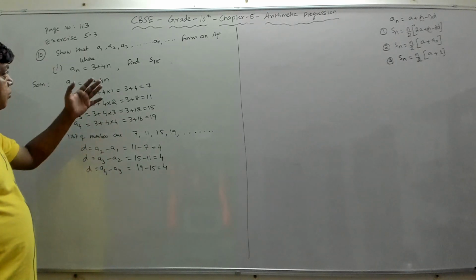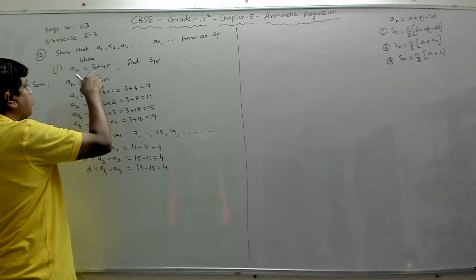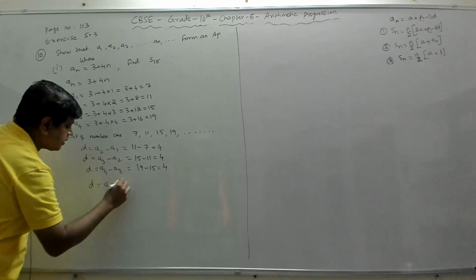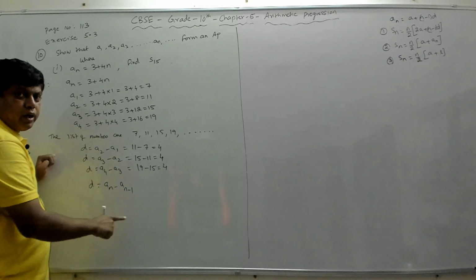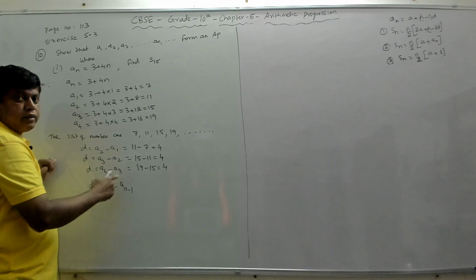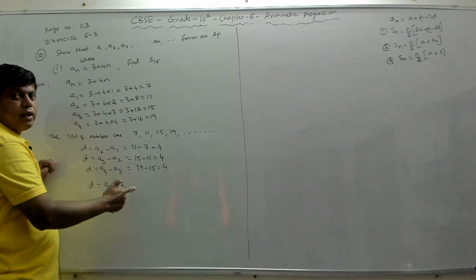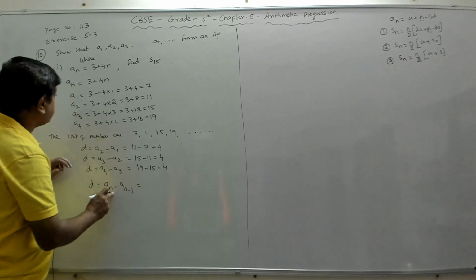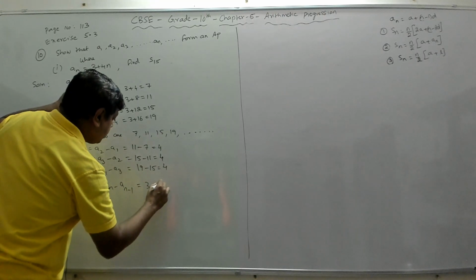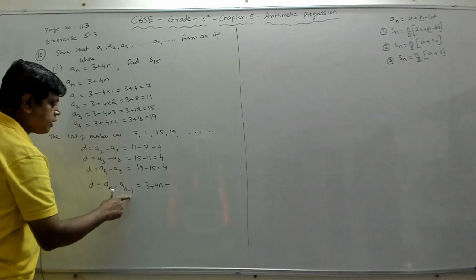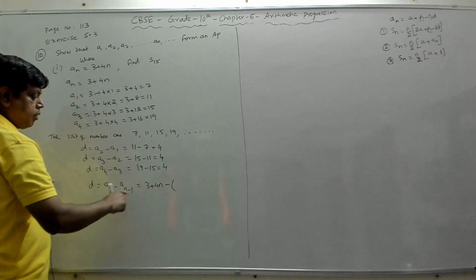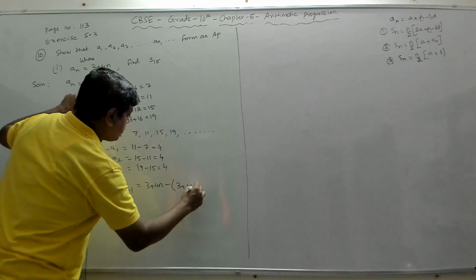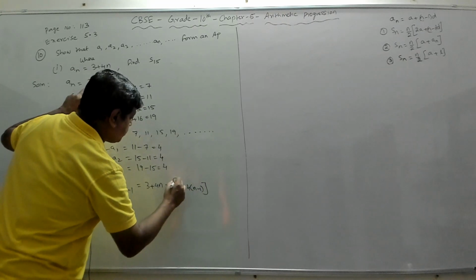Now we can't keep checking this for A5, A6 and all. We'll check for the general one, because since they have given this AN term, we'll generally check what D is: AN minus AN minus 1. In general, what is your D? It is your current term minus the previous term, or nth term minus (n minus 1)th term, which is AN minus AN minus 1. AN is given by this formula 3 plus 4n, minus, whenever you have minus, put a bracket, then AN minus 1 is what? AN minus 1 will be 3 plus 4 into (n minus 1).